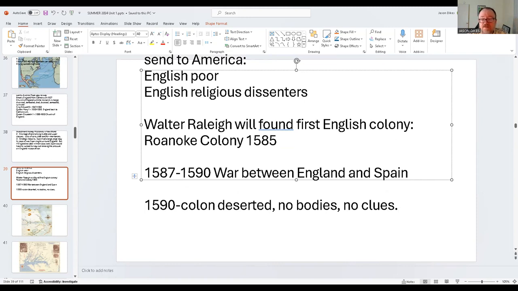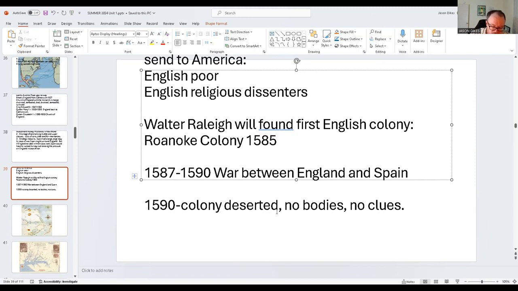We have no idea definitively what happened to them. There's a lot of theories. There's been a lot of digs. There's been a lot of speculation, but no one knows exactly for sure what happened. So A for effort, England, but very much an F on follow through.